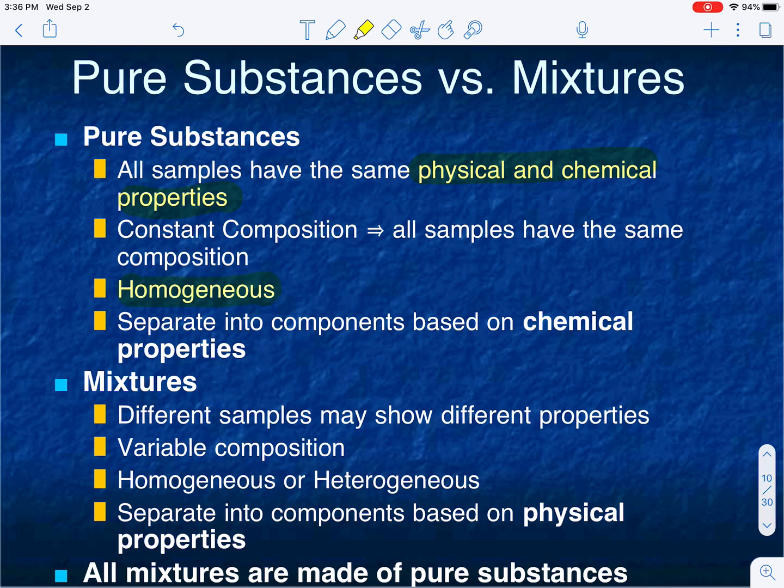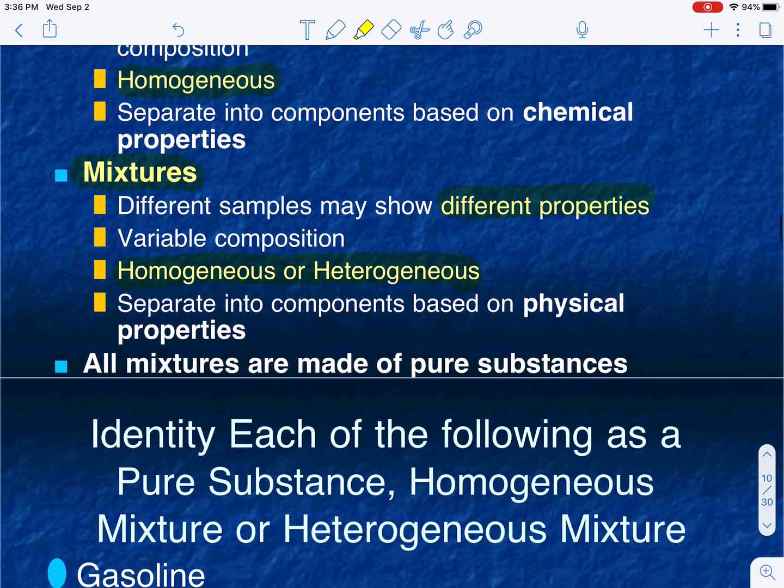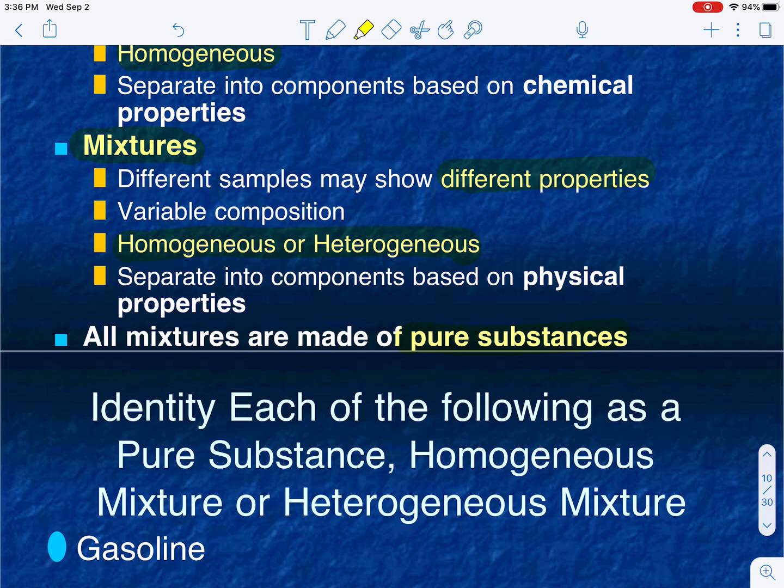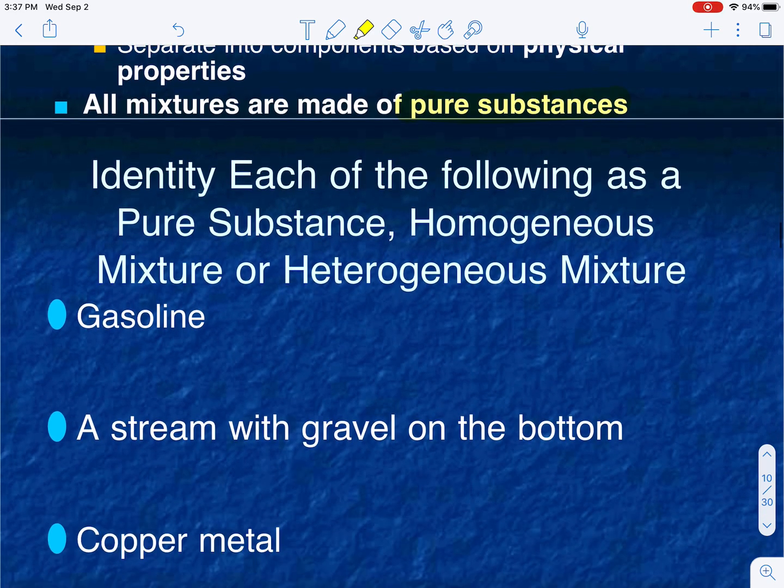While a mixture, on the other hand, can have different properties, right? If I took a little bit of the Lucky Charms, one sample over here, one sample there, each of those would have different properties. They could be either homogeneous or heterogeneous, because you could have a solution of salt water that is evenly mixed, or heterogeneous, which would be sand and water, for example. So all mixtures are made of pure substances.